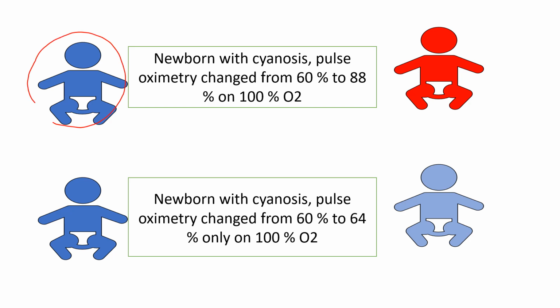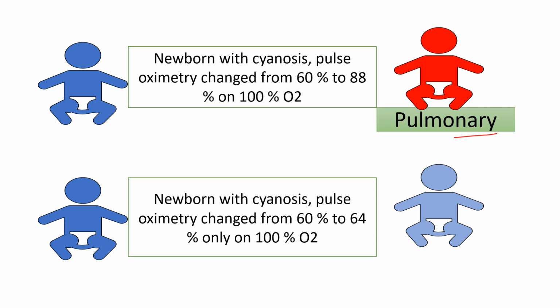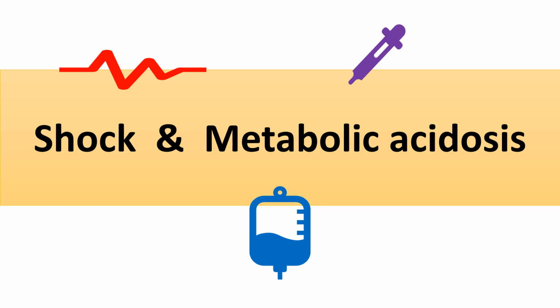If you have a newborn presenting with cyanosis, you provided 100% oxygen, and there is a significant improvement in oxygen saturation and significant improvement in the color of the infant, what is the most likely underlying condition? Pulmonary. On the other hand, if you provided 100% oxygen and with no or slight improvement in the oxygen saturation and the infant remains cyanotic, what is the most likely underlying condition? Cardiac. In this section, we'll discuss congenital heart defects associated with cardiogenic shock and metabolic acidosis.